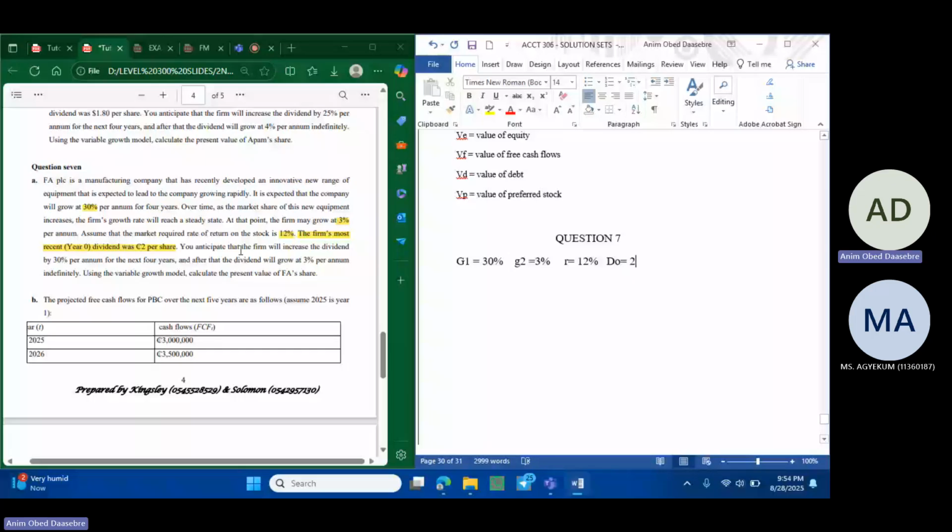You anticipate that the firm will grow, it will increase the dividends by 30% per annum for the next 4 years. So the next 4 years, you are going to grow the D0 by the 30% up to year 4. So we are expecting that 2025 is the first year. So if 2025 is the first year, then 2024 is the starting year.